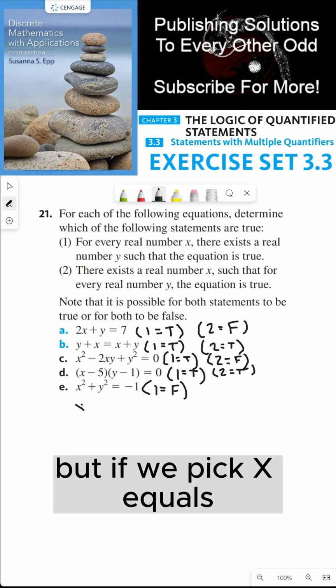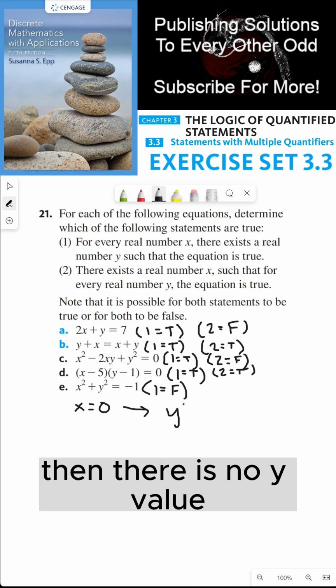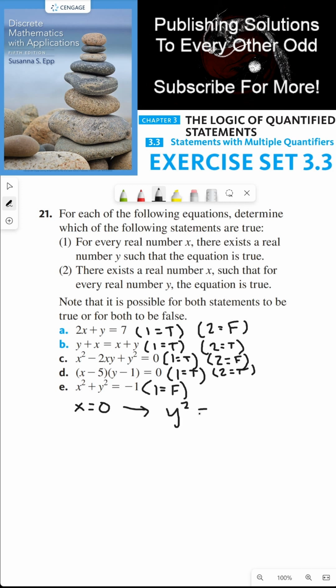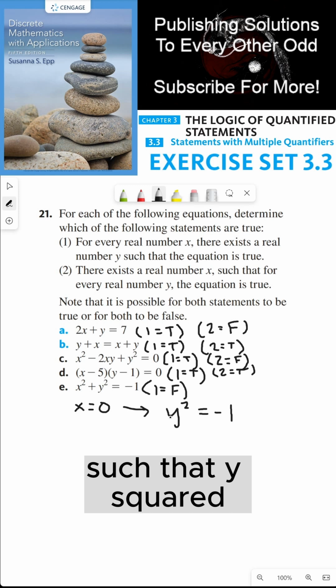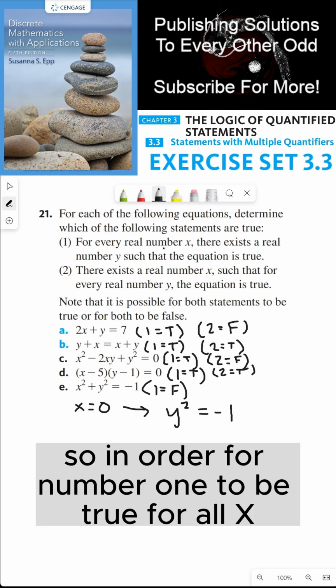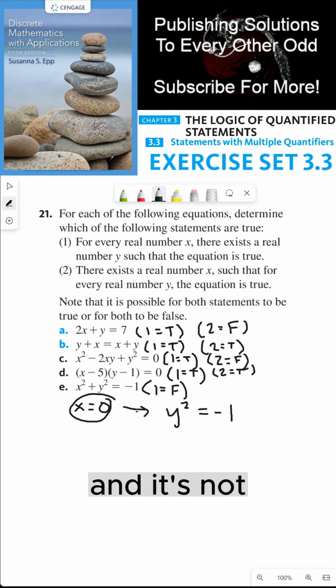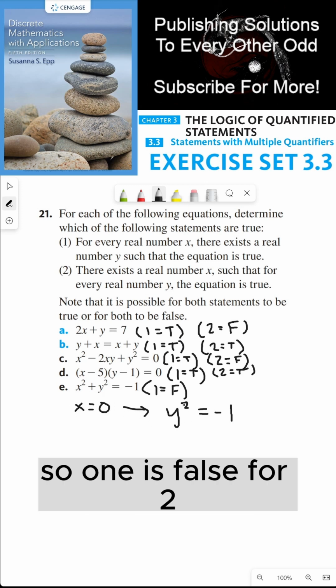But if we pick x equals 0 specifically, then there is no y value that's real such that y squared equals negative 1. So in order for number 1 to be true for all x, then it has to be true for this specific x. And it's not true for this specific x, so 1 is false.